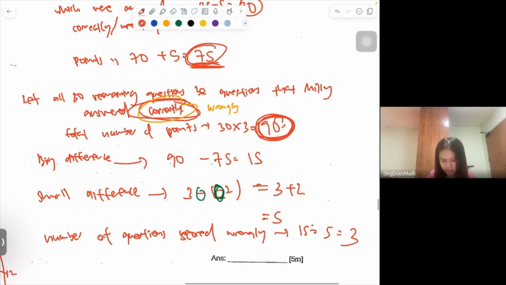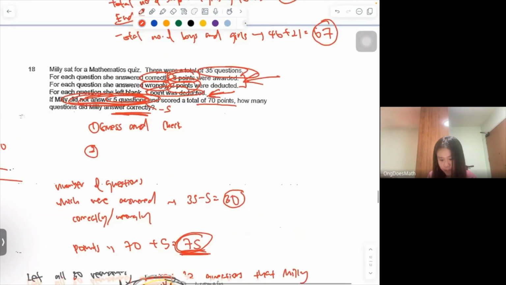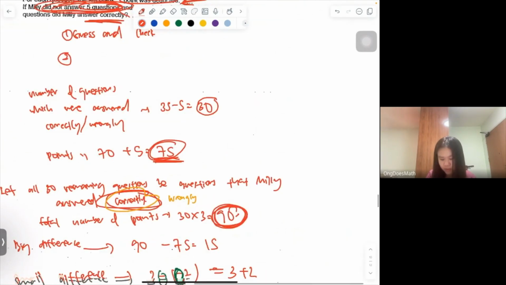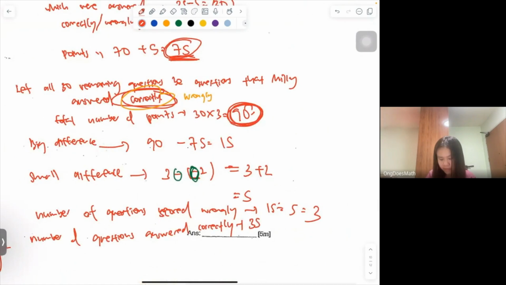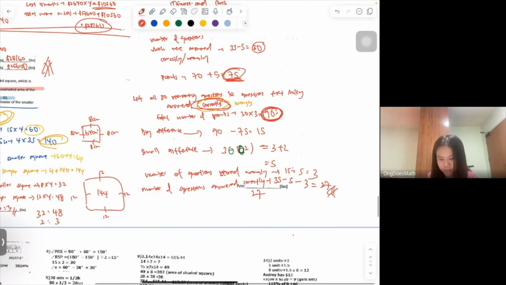So now to find the number of questions answered correctly, it will just be the total number of questions, which is 35, minus the number of questions she left blank, which is 5, minus the number of questions scored wrongly, which is 3. So you should get 27 in the end. So now with this, I can teach you how to do the guess and check method.